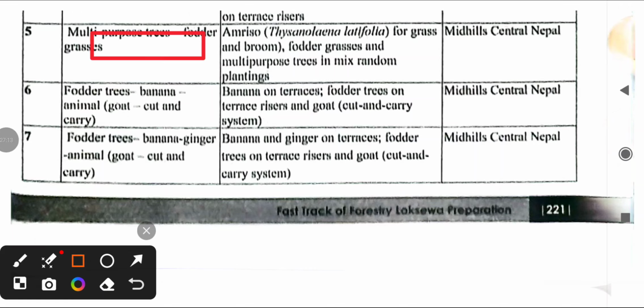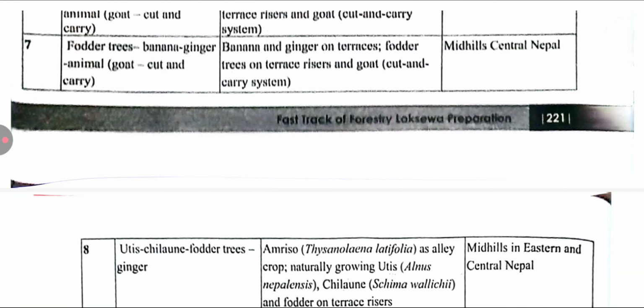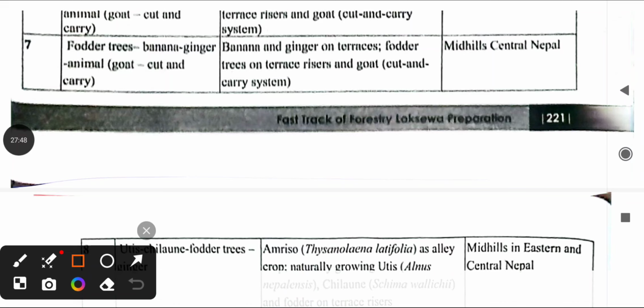Multipurpose tree, fodder grasses, Amriso, Thysanolaena latifolia for grass and broom, fodder grasses and multipurpose tree in mixed random planting, mid-hill central Nepal. Fodder tree, banana, animal goat, cut and carry, banana on terrace, fodder tree on terrace. Then fodder tree, banana, ginger, animal goat, cut and carry, banana and ginger on terrace.